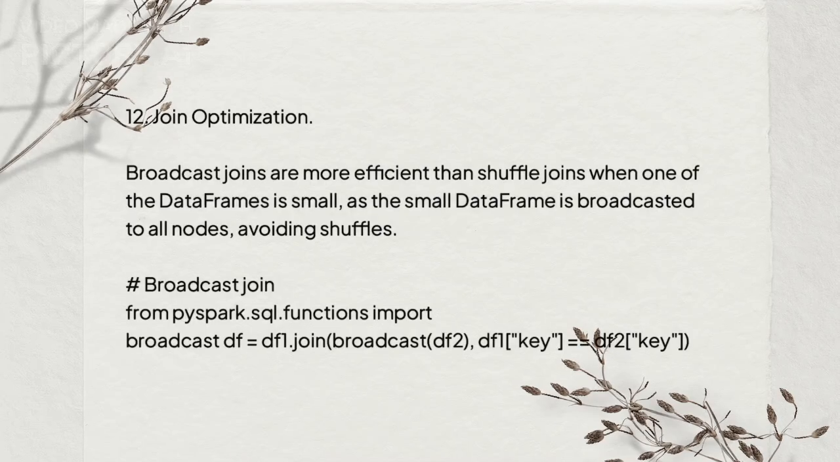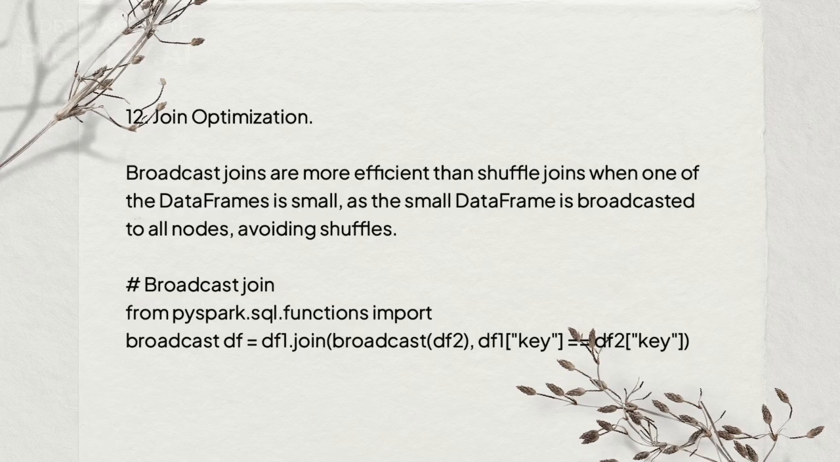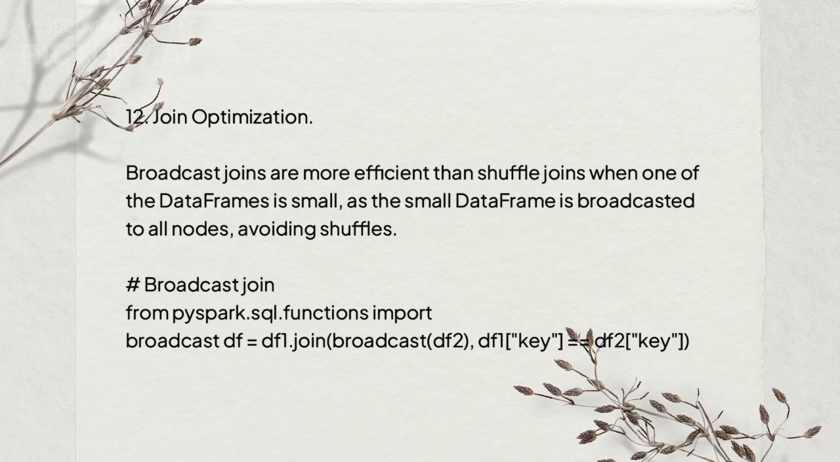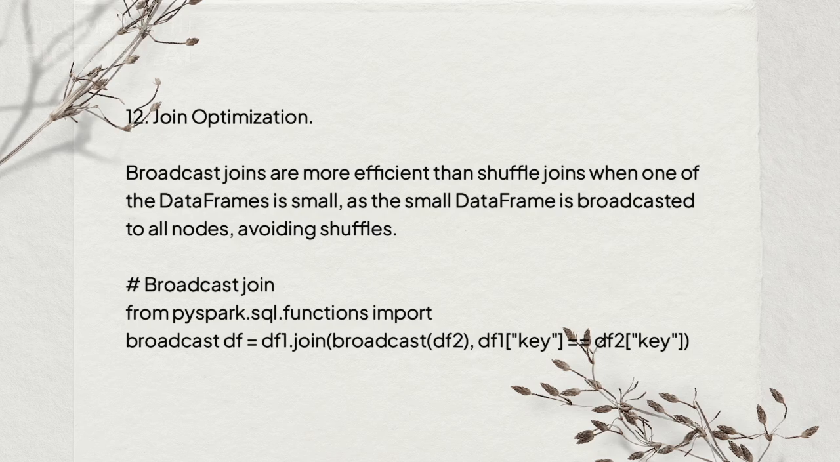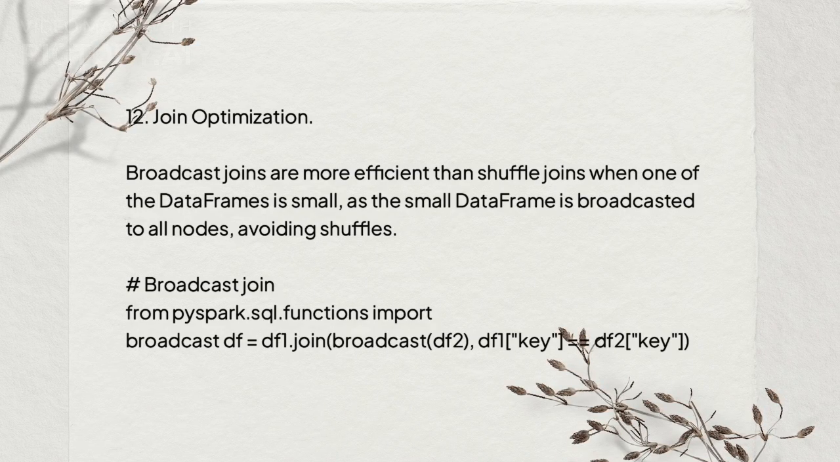12. Join optimization. Broadcast joins are more efficient than shuffle joins when one of the DataFrames is small, as the small DataFrame is broadcast to all nodes, avoiding shuffles. Broadcast join: from pyspark.sql.functions import broadcast, df = df1.join(broadcast(df2), df1.key == df2.key).